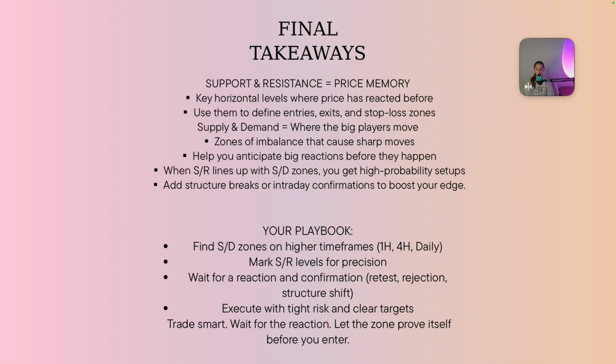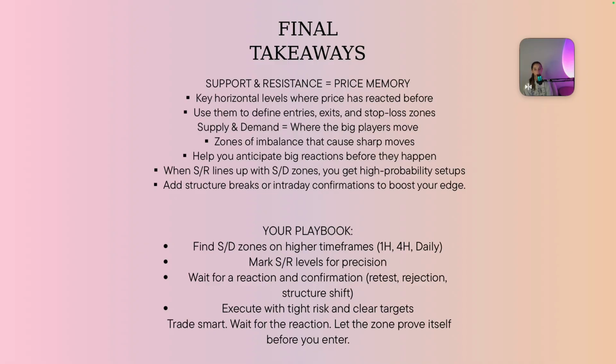And I kind of gave you all a playbook here. So what you want to do is find your supply and demand zones on higher time frames like the 1 hour, 4 hour, daily, and also find your support and resistance levels on those time frames as well. The 30-minute can be used, but I would mainly just use that solely for intraday trades, finding those smaller levels, maybe even scalp trades. And what you want to do is wait for a reaction and confirmation, so that retest, rejection, structure shift, and execute with tight risk and clear targets.